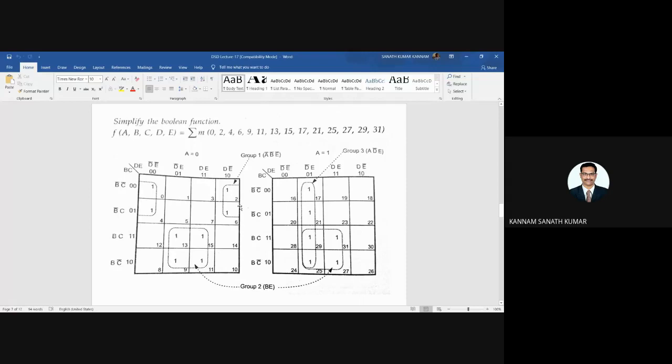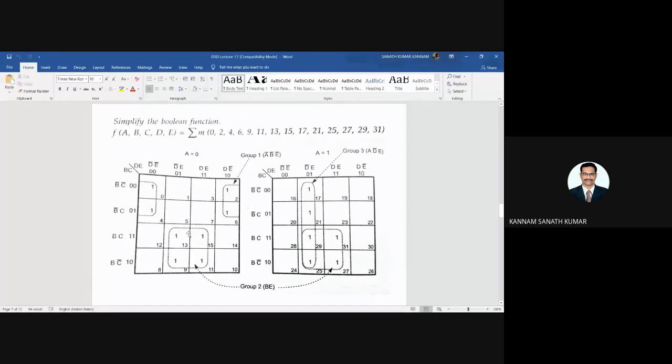Now you have to write the ones. For 0, 2, 4, 6 there is a 1, then 9, 11, 13, 15, write the ones. Again next 17, 21, 25, 27, 29.